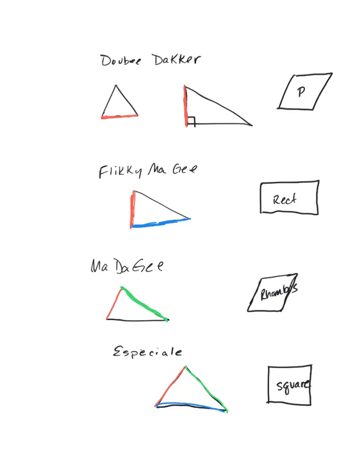Well, a square is a rhombus because it has all the attributes of a rhombus. So you need to study the attributes of a rhombus. A square is a rectangle because it has all the attributes. When you combine the rectangle and the rhombus, you get a square. Just like when you combine flickamagy and madagi, you get a speciale. A square is a parallelogram because it has all the attributes of a parallelogram.